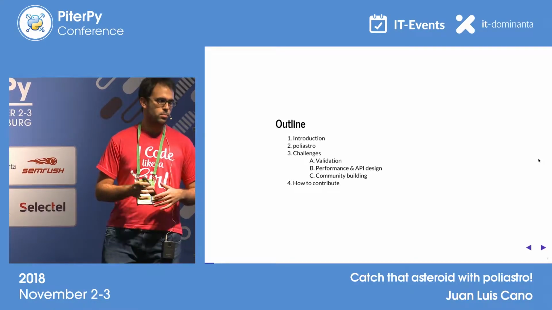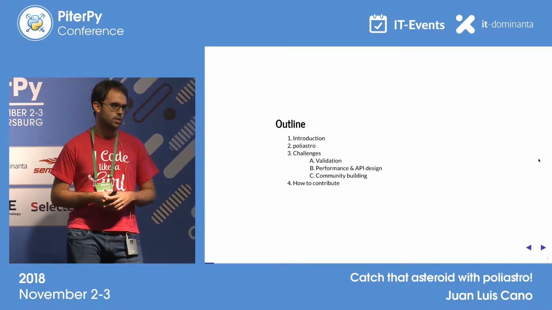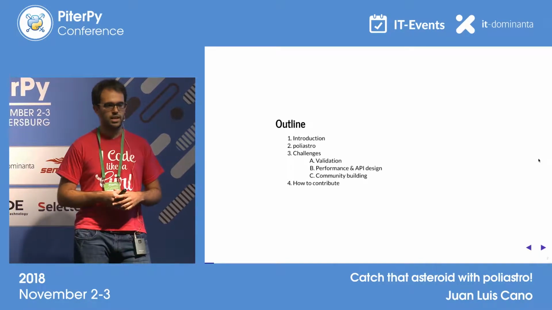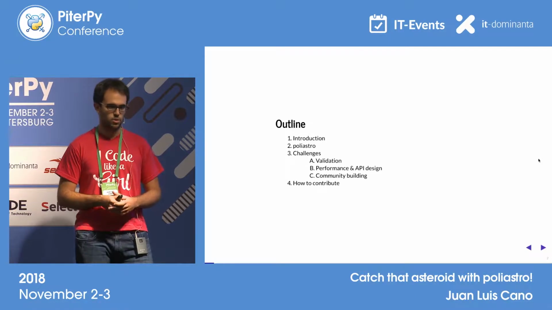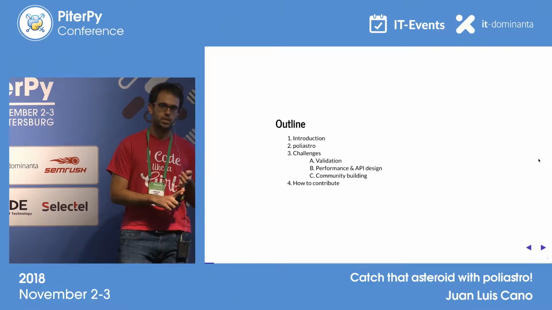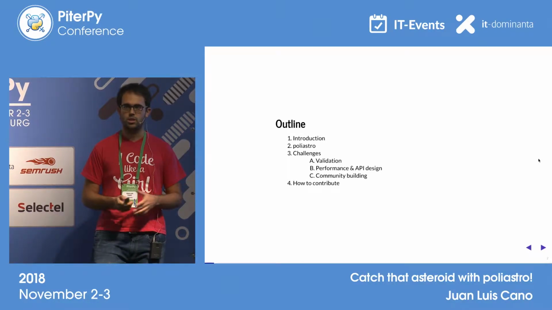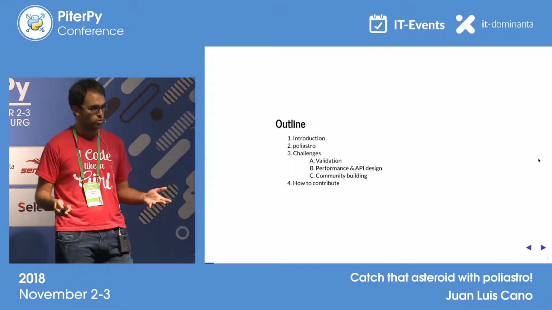Then we're going to describe what poliastro is. I'm going to give a couple of examples of what it can do. And then we're going to review some of the challenges that I faced when developing this project, which are validation, having a good performance, achieving a nice API at the same time, and building a good community around it. And then we're going to jump to the conclusions, and I'm going to invite you to contribute.